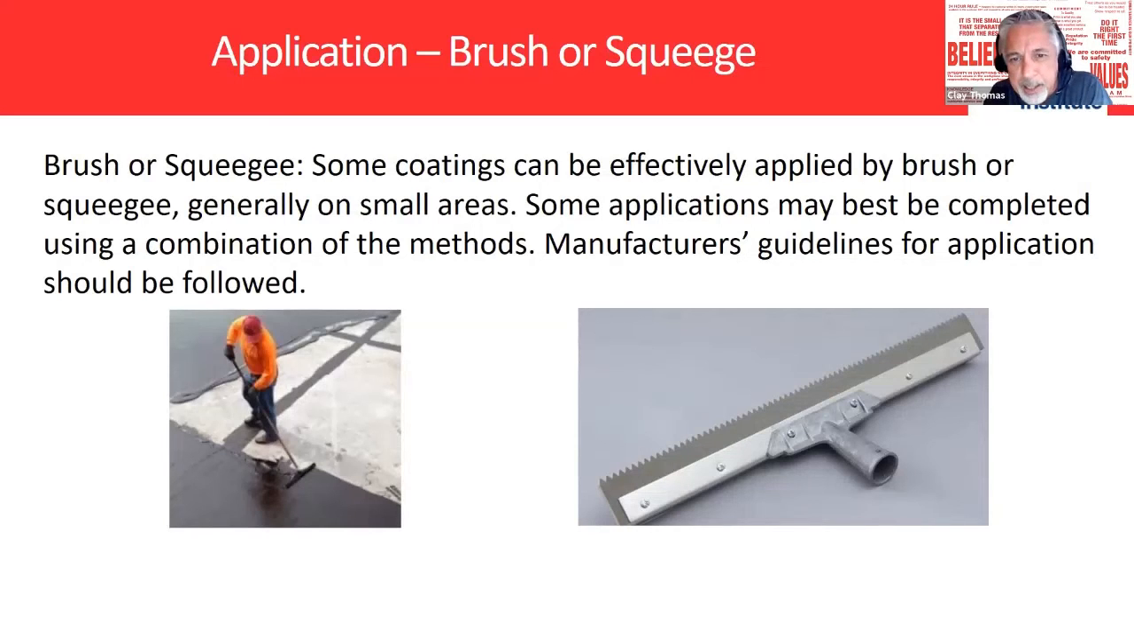Again, application, brush or squeegee. We talked about the notch squeegee last time. You can get notches on your squeegee that will deliver you a specific mil rating. So you can order your squeegees as such. Lonnie don't like squeegees.